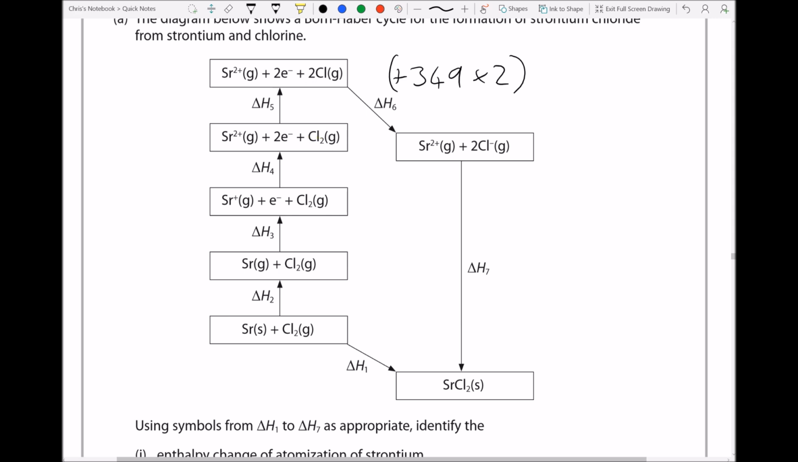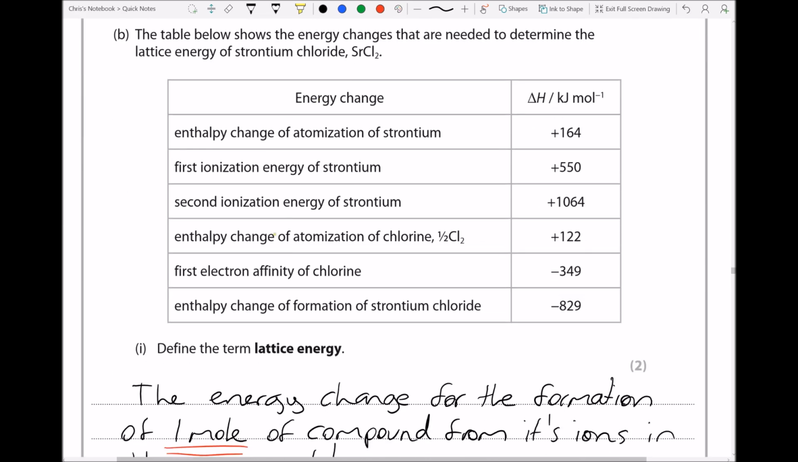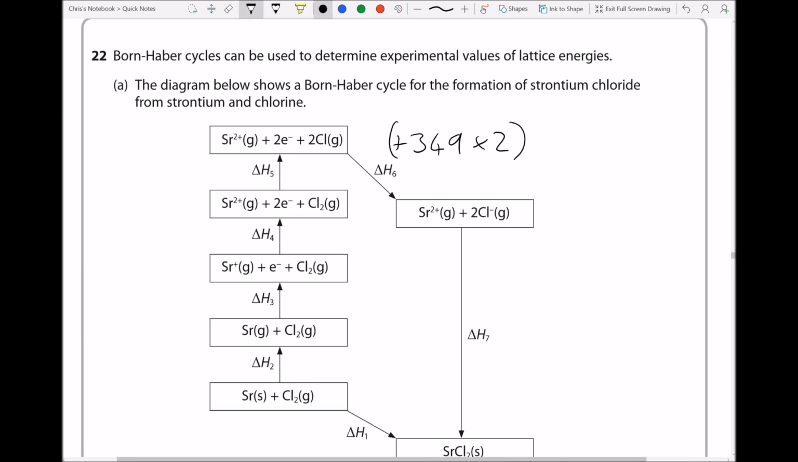The next bit, which is delta H5, was the atomization, or the bond enthalpy, should I say, of Cl2 to form 2Cl. Because we're forming 2, we have to double the number that we've been given. The number we've been given was the enthalpy change of atomization of half a chlorine, but we've got a full chlorine. So we have to do 2 lots of 122. That one was a plus, and we're going against that, so it's going to be 2 lots of minus 122, because we're going against the arrow.